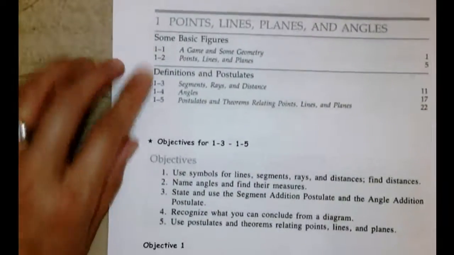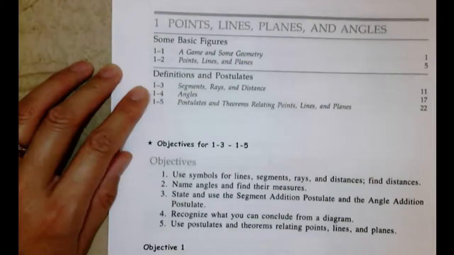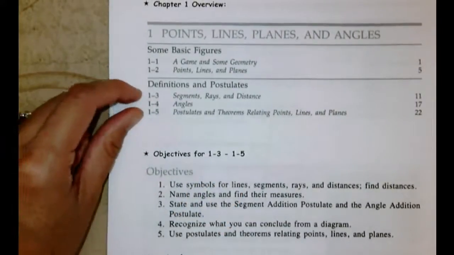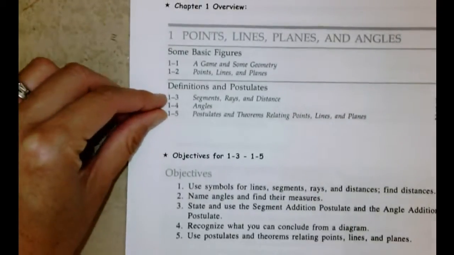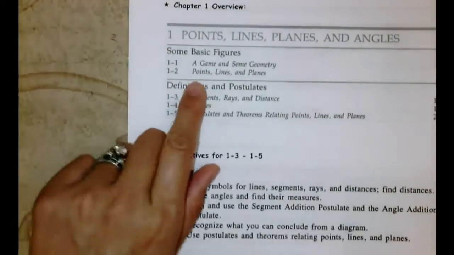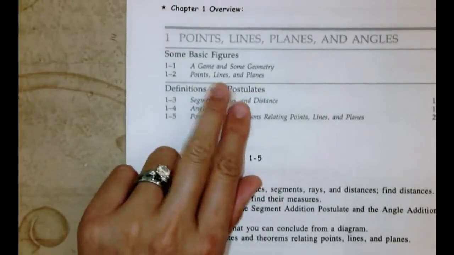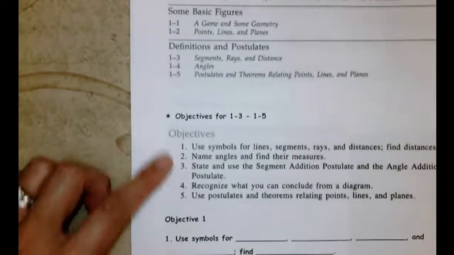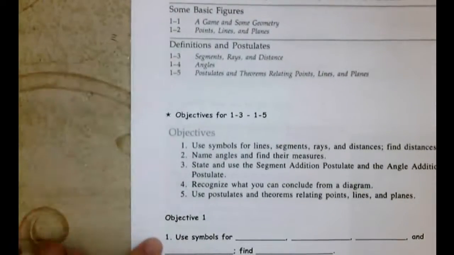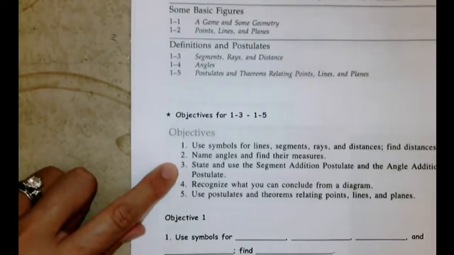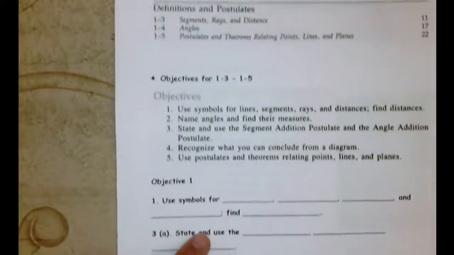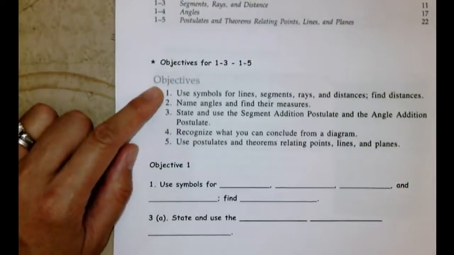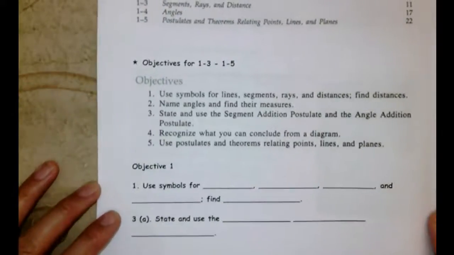Okay, so we are on section 1.3, and the objectives for 1.3 to 1.5, so the definitions and postulates here. So we did the basic figures, the points, lines, and planes. Remember, these are the 3 undefined terms, okay? And here are the objectives. For this section, we have objective 1 and part of 3, okay? You need to write down the objectives so that you know what they are. Just reading, it's not going to stick in your mind. That's why I'm making you write this, okay?